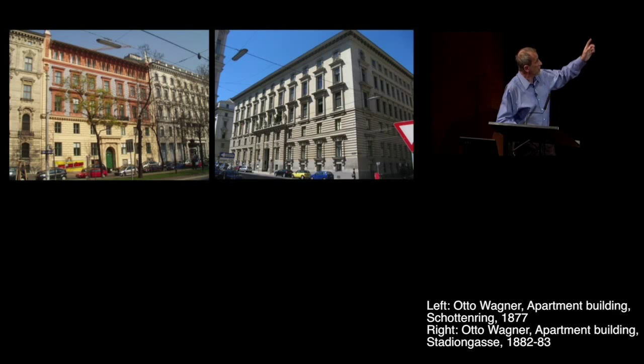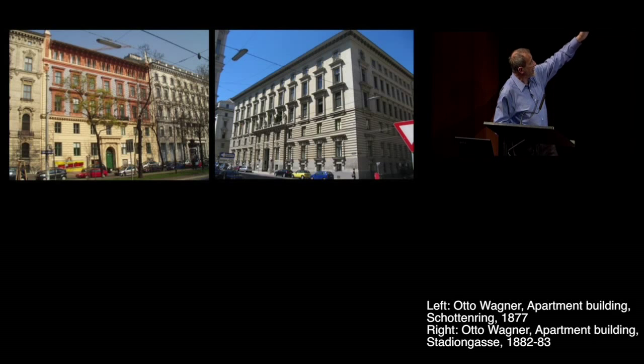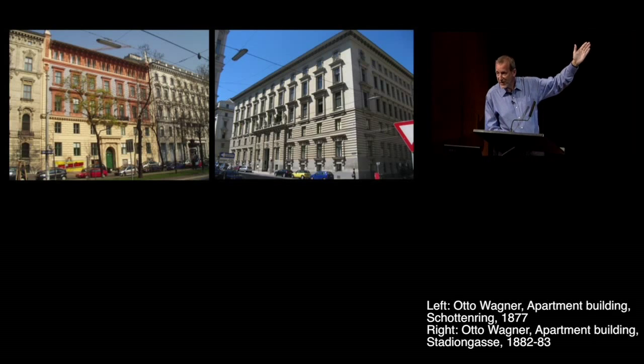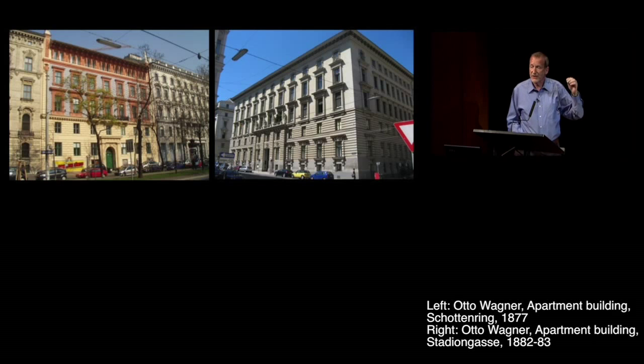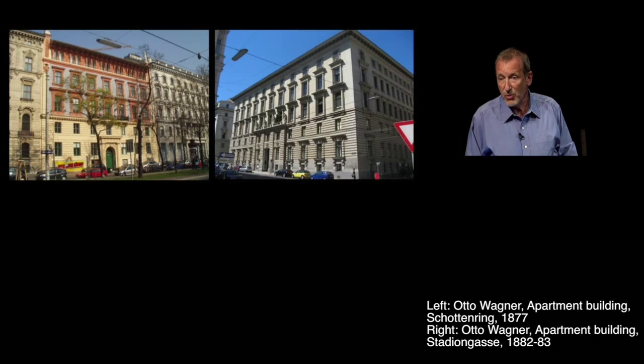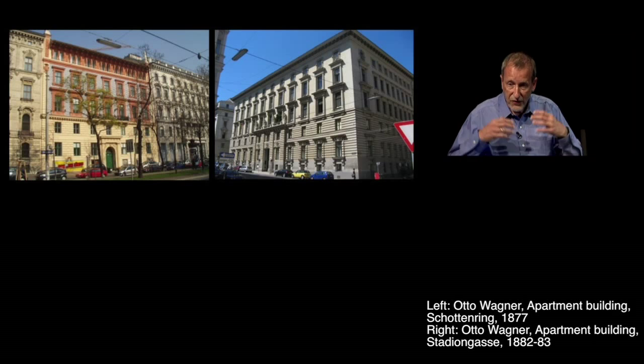And so just to explain to you where he comes from, where he goes to: 1877 on the left, and then 1882, 1883, and that is what he would call the free Renaissance. And what's free about it, look at the proportions, for example. Also, Wagner is interesting to me because he introduces a new element into Viennese architecture, and this is monumentality, which is not really part of the mentality in Vienna.